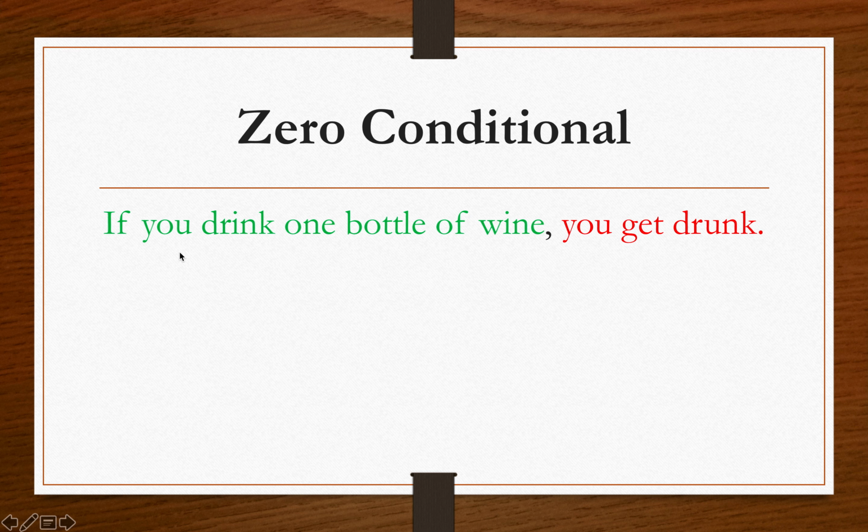Okay, gà lại nè, nhằm trong bà hàn tha, bà dương zero conditional nè. If you drink one bottle of wine, nè, bài tồn ní, hay phnay tì pi ní, cứ alcohol. Okay. Chẳng, if you drink one bottle of wine, you get drunk.